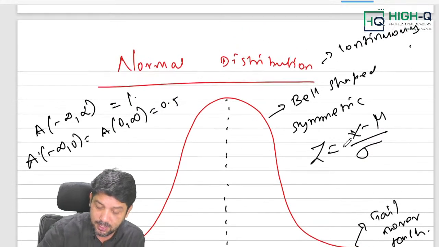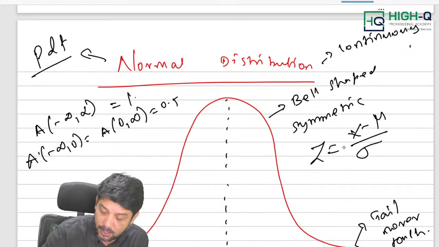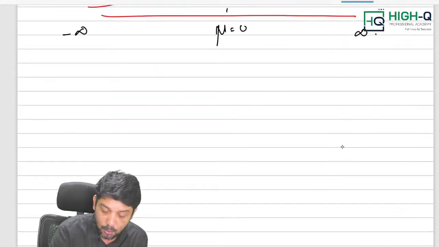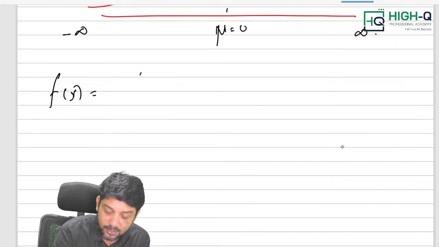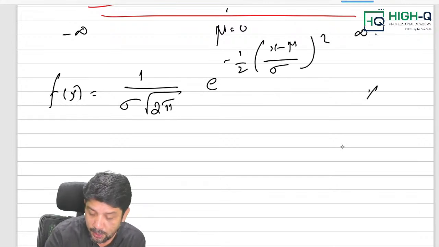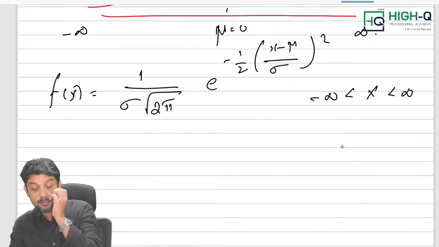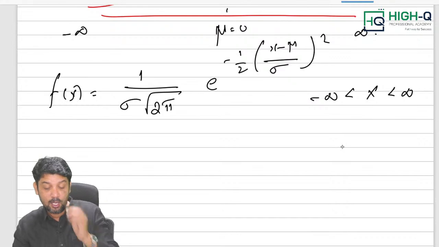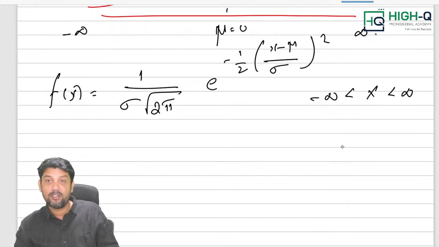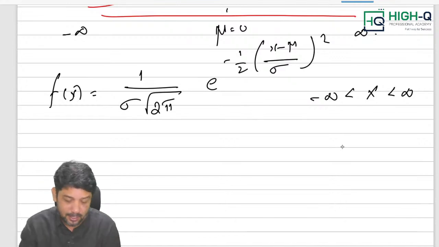Now, since it's a continuous distribution, we use the probability density function. What is the probability density function? f of x is equal to 1 by sigma root 2 pi e power minus half into x minus mu divided by sigma the whole square, where x is between minus infinity to plus infinity. Just remember, it's a probability density function.